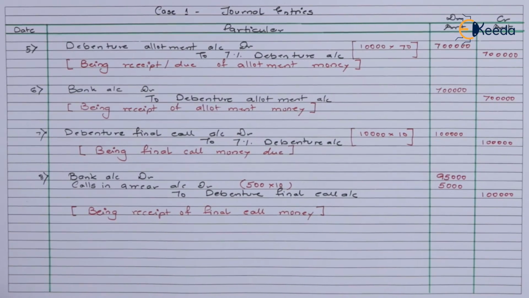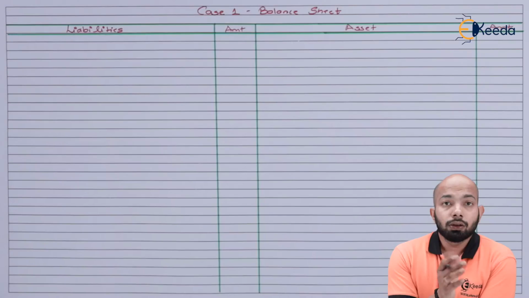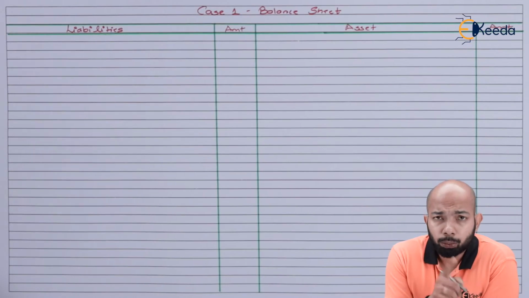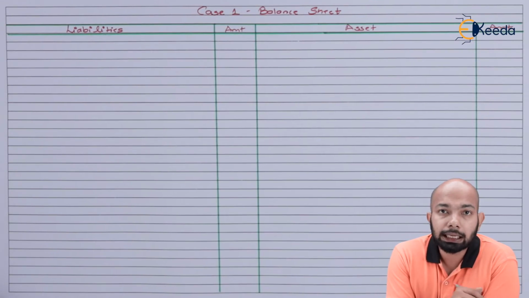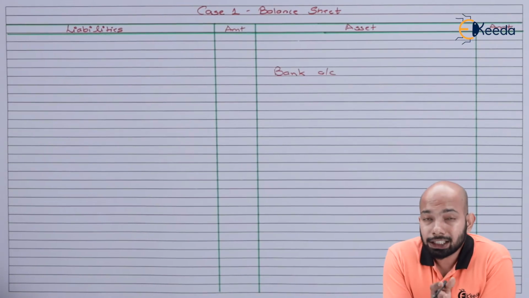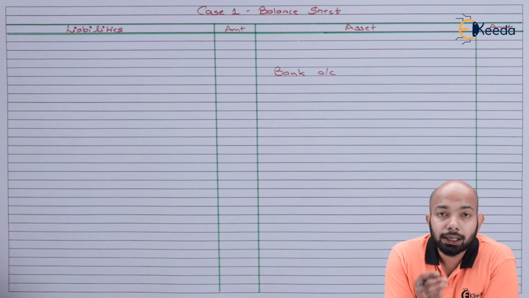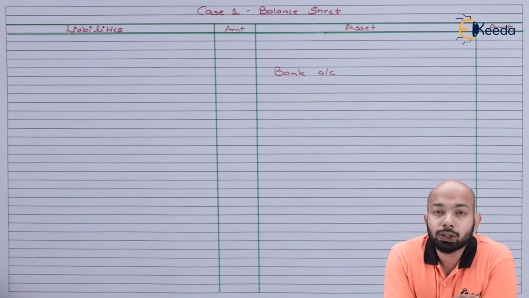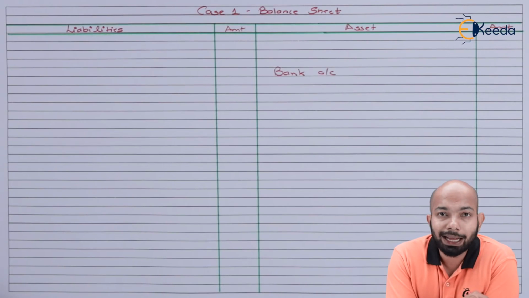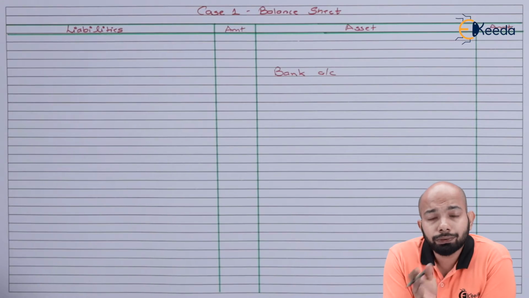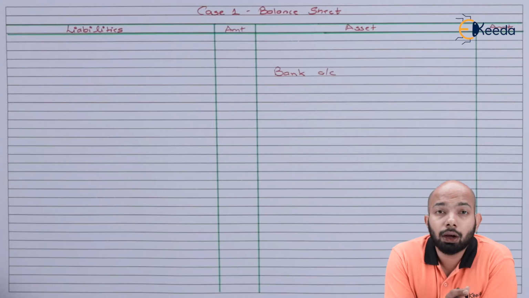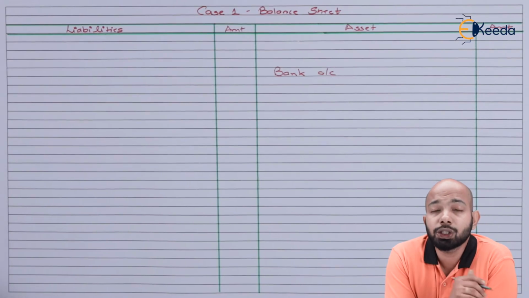Once the journal entries have been completed, now we'll move on to the preparation of the balance sheet. Let's start with that. So the balance sheet format has been prepared. Specifically speaking, as the first two entries are nullified, the debentures which were provided as collateral security won't be a part of this balance sheet, because both those debentures and the debenture suspense account have been cancelled automatically as the loan has been repaid. Hence we won't mention them in this balance sheet.